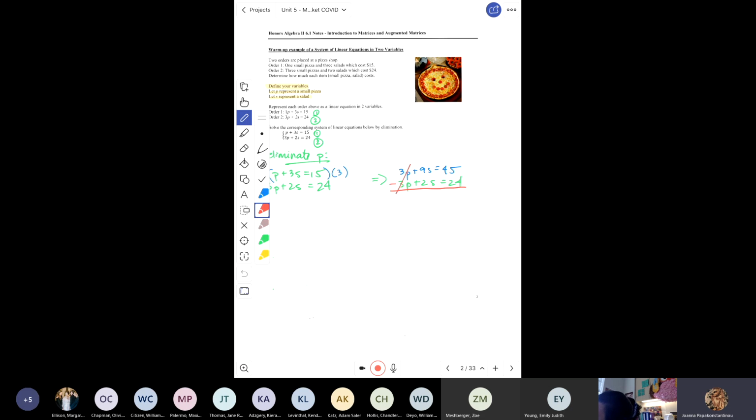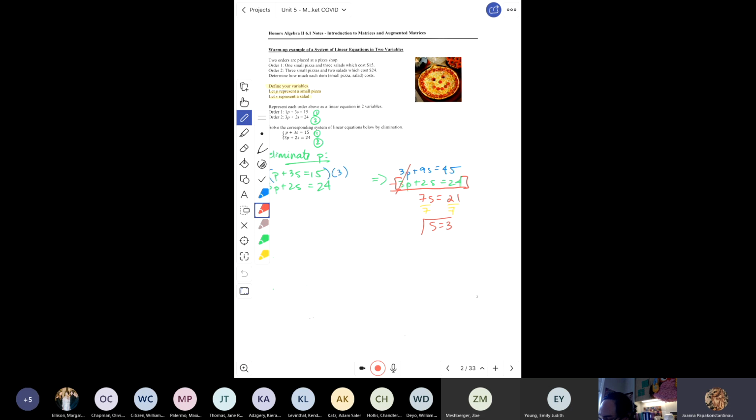So now I've eliminated P, and what do I have left? Nobody's answering my questions. 7S equals 21, because I'm subtracting the entire second equation from the like terms in the first equation. Then I would divide each side by 7, and I'd get the value of S. So S equals 3. But I'm not done. This is a system. I need the value of each variable. So what am I doing next?